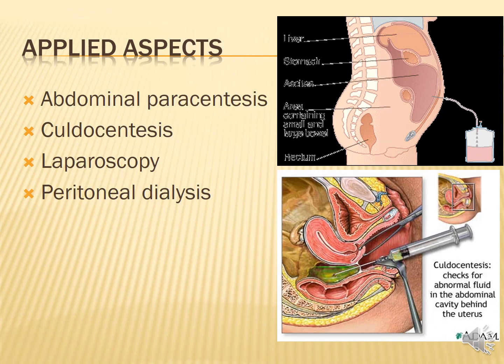There are certain procedures related with the peritoneum. Abdominal paracentesis is the puncturing of the anterior abdominal wall. The puncture can be through the midline, and if any fluid has accumulated, as we have seen in case of ascites, then it can be removed by this procedure. It is known as paracentesis.